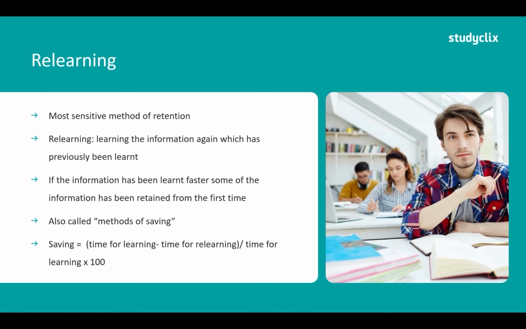So this part of the equation, so 5 minus 4 is 1. Divide this the time it took us to originally learn it, so 5. So 1 over 5 and then multiply it by 100, which is 20%. So therefore we have saved 20% of our time.